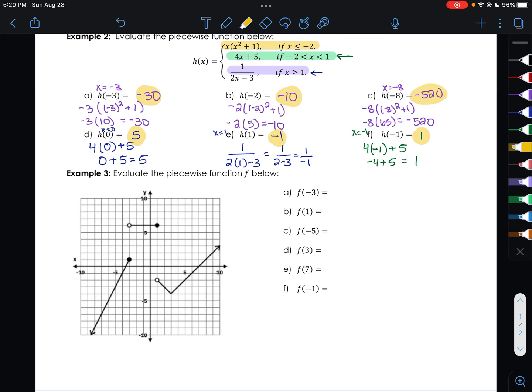Looking at example 3, evaluate the piecewise function f below. So same concept, except this time we're using a graph. So f of negative 3, you find negative 3 as an x value on the graph. Notice that it has this point and this point. You do the one with a closed circle. That is the one that's going to be the answer. So that would be this point right here, which would be 1. F of 1, again, I have an open circle and a closed circle. We go with the one that is a closed circle. So that would be 6.